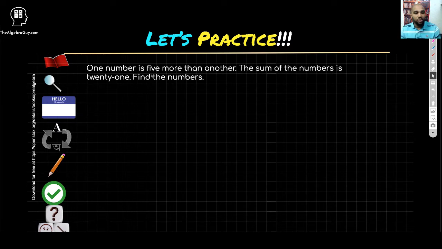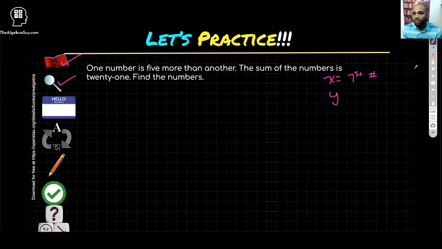All right, one number is 5 more than another. The sum of the numbers is 21. Find the numbers. So these aren't ones that you can just think of right off the top of your head. You actually do have to set it up. So we read the problem. I understand all the words. Let's think about what we're looking for. I got 2 numbers, it looks like. So let's let the first number equal X.